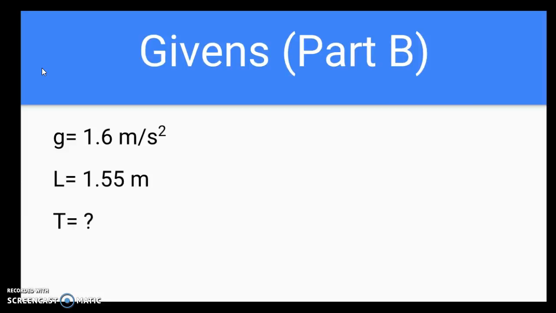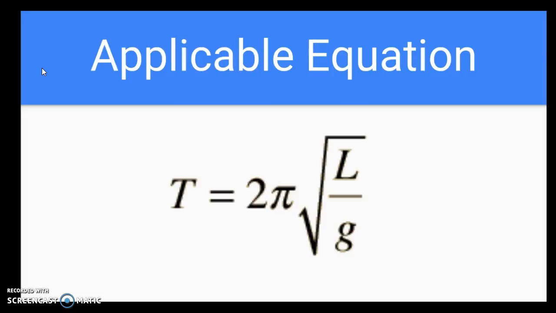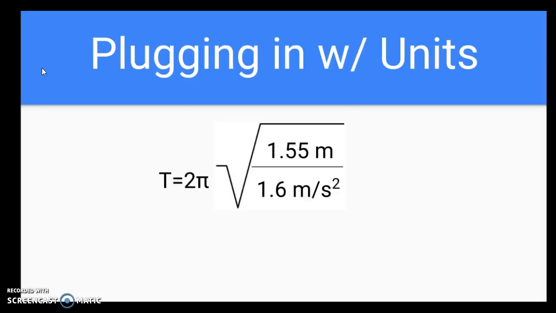In our givens, it tells us that the gravitational force is equal to 1.6 meters per second squared, and that our length is 1.55 meters. We got that length from our answer in part A. Now we're going to be solving for T, which is our period, and it's given in seconds. With our givens, it tells us that the correct formula would be T equals 2 pi times the square root of L over g. When you plug it in, it should say T equals 2 pi times the square root of 1.55 divided by 1.6.